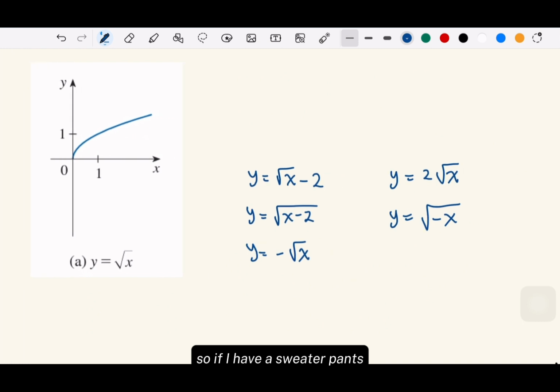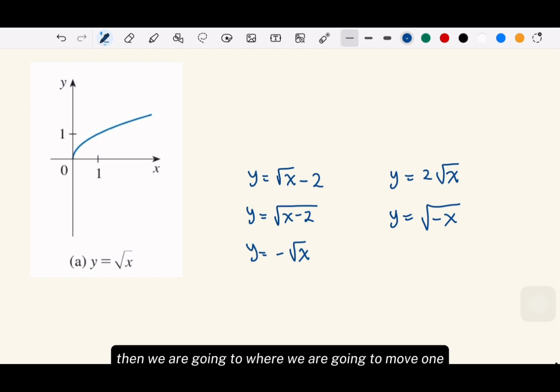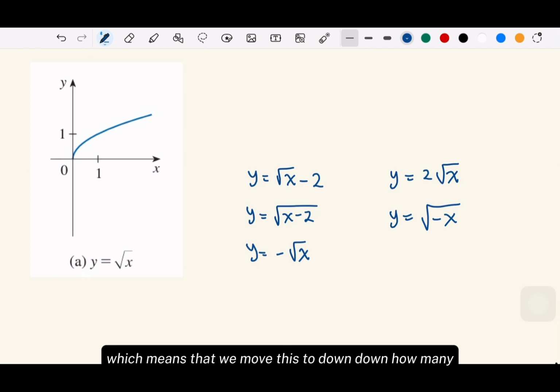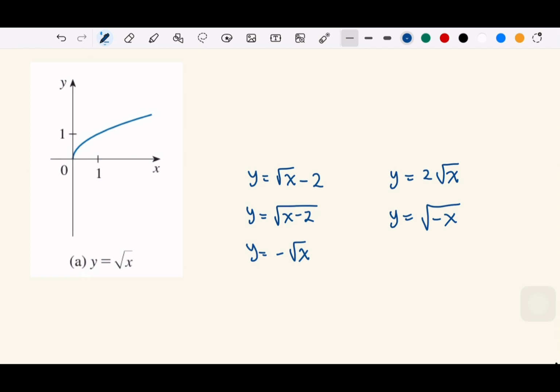And this is an example. Okay, so if I have the square root of x, for example, we expect that if we have square root of x minus 2, where are we going to move? Left? Horizontally to the left? Okay, careful. Square root of x minus 2 is only subtracting 2 from the whole thing, which means that we move this down. Down how many? 2 points, 2 units. Take it easy, right?